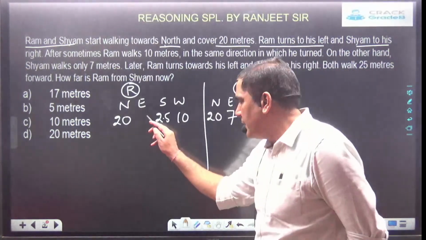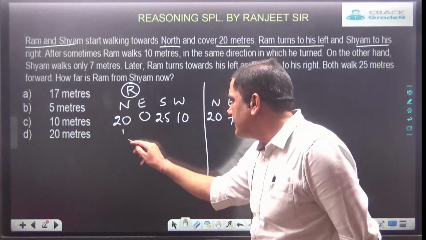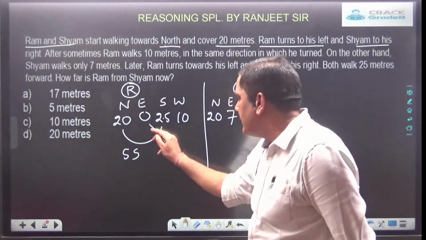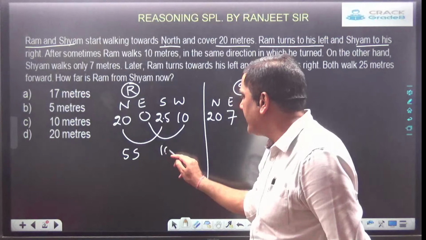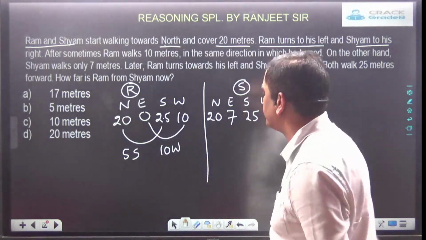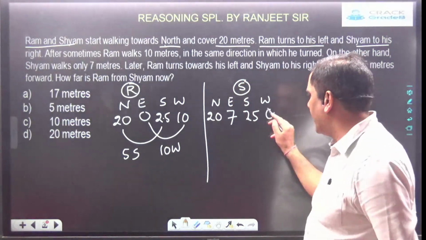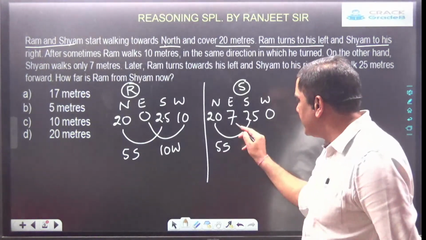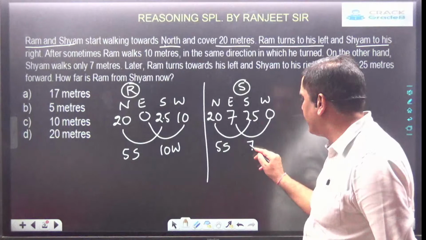Okay, let's do the calculation for Ram. Ram is what? 25 minus 20 will be what? 5 is what? South. This is what? 10 minus 0 will be 10, what? West. Now let's go for Shyam. This is what? 5, and this is what? South. This will be what? 7 minus 0, 7, will be what?